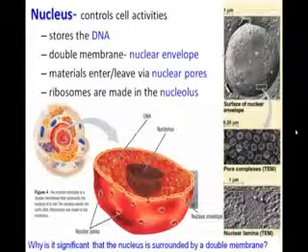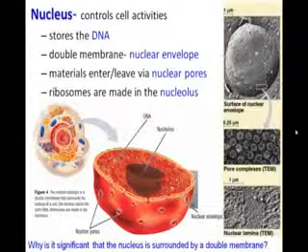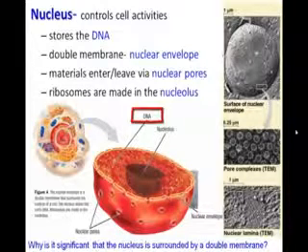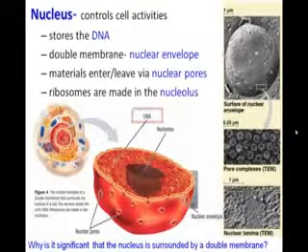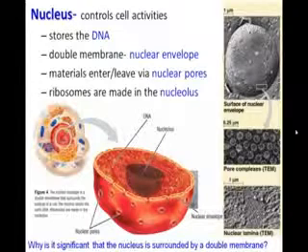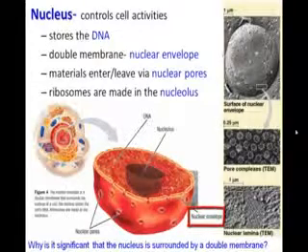Even though the cell has a bunch of different structures doing different jobs, there is one structure that is regulating and controlling the whole system, and that, of course, is the nucleus. It controls the cell's many different activities. Within the nucleus is the DNA. These are the instruction manuals for how to run the cell. The DNA is so precious that it's actually surrounded by a double membrane, which we will call the nuclear envelope. Anything that enters or leaves the nucleus has to go through the nuclear pores.